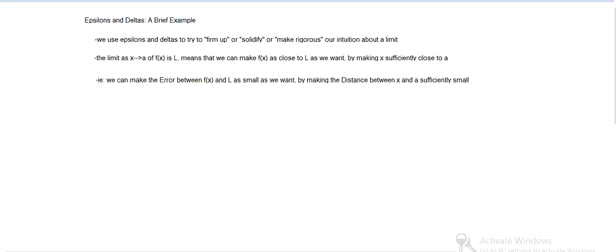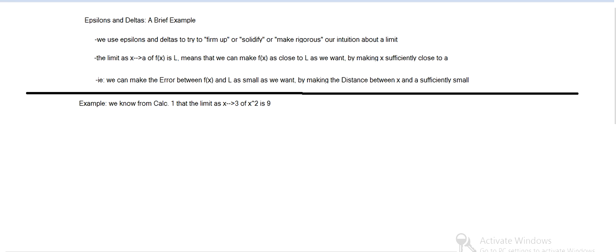Got a question from a student about epsilons and deltas. So we're using them to try to make rigorous our intuition in calculus. And give an example here. So we can think of epsilon as the error between f of x and a limit. So if we know the limit as x approaches a of f of x is L, we can keep f of x within a small error from L by taking the distance between x and a sufficiently small.